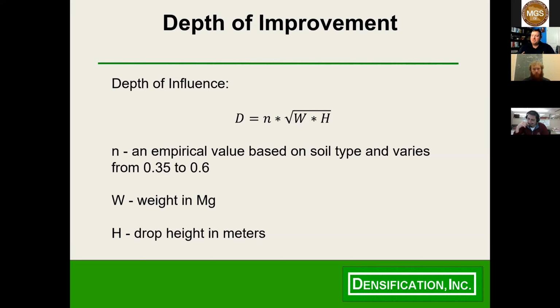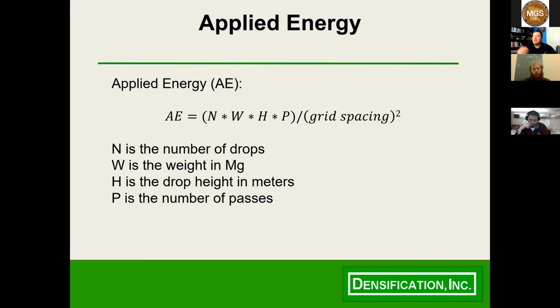So you can see that for the same weight and height, your depth of influence for a landfill project is going to be significantly less than it would be for a sand, right? So this is one consideration. And then this gets into your applied energy, where you're just considering your number of drops at a point, your weight, your drop height, how many passes you're doing, your grid spacing. And this is how you get at that kind of energy per unit volume that I was mentioning.